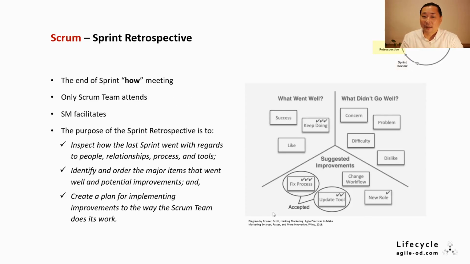The final event of a sprint is a sprint retrospective. This is an end of sprint "how" meeting facilitated by the Scrum Master. Only the Scrum team attends and it is typically held right after the sprint review. The focus is on continuous improvement. And while the standard "what went well and not, and what can we do better" kind of discussions are fine, it's often more fun to use one of the many sprint retro games created by the Scrum community.